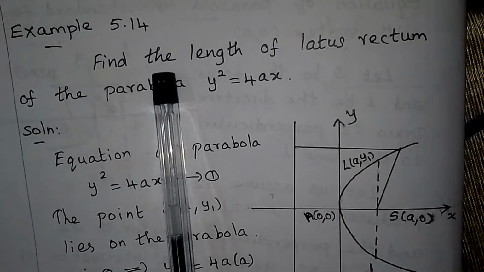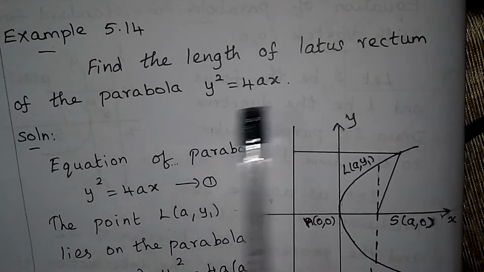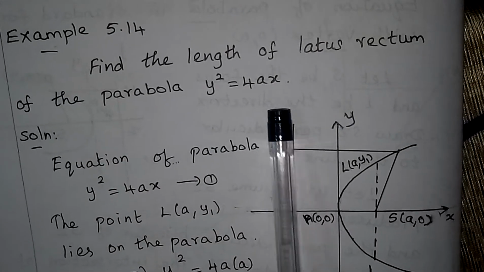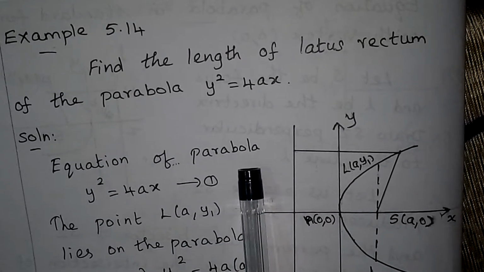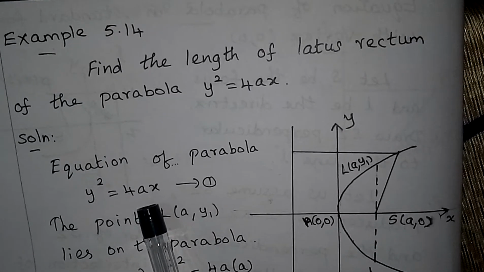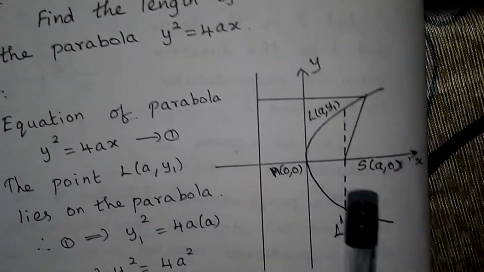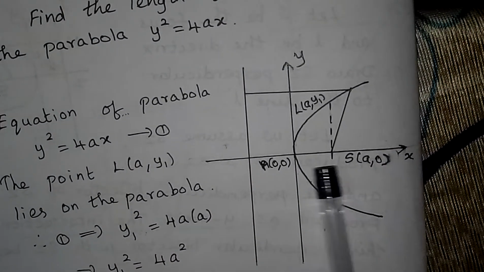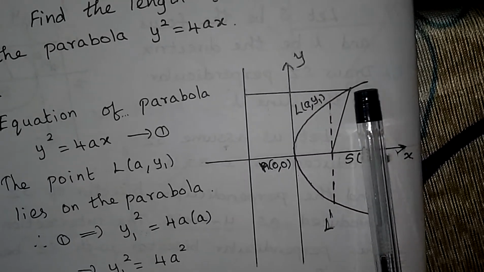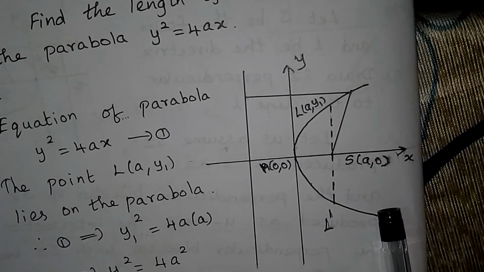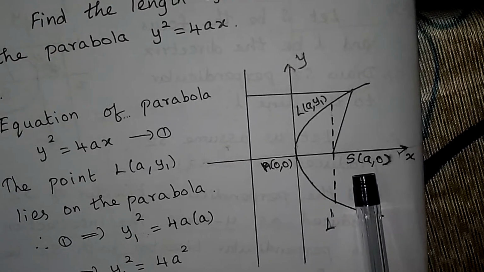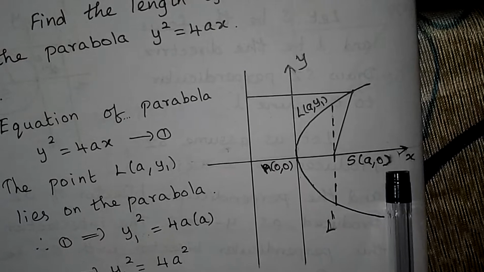Example 5.14. We have to find the length of the latus rectum of the parabola y square equal to 4ax. So first we take the equation of the parabola, y square equal to 4ax. I said the parabola will open rightward, so the diagram will be like this. This is our x-axis, y-axis, and here we have the parabola. The vertex is the origin 0 comma 0, and the focus is inside, with the formula a comma 0.